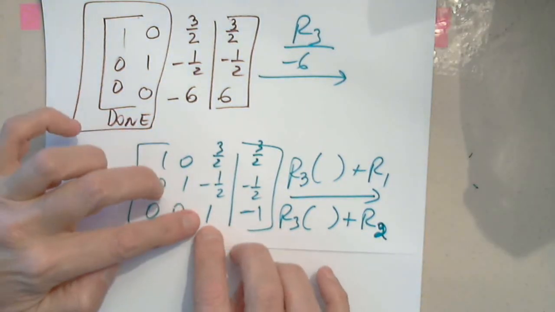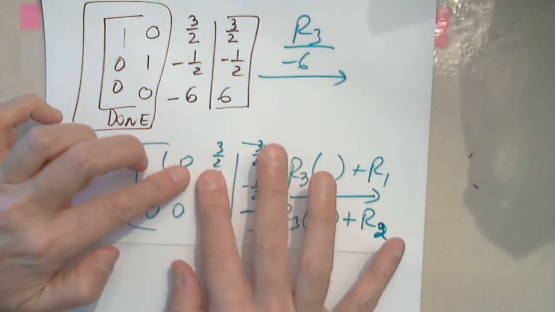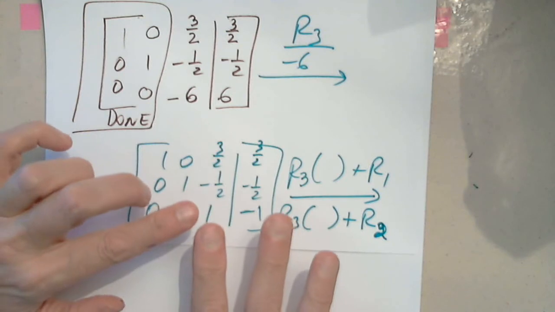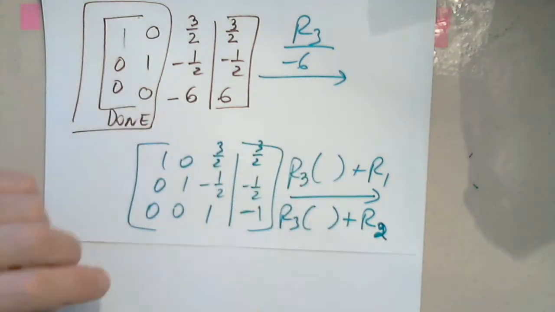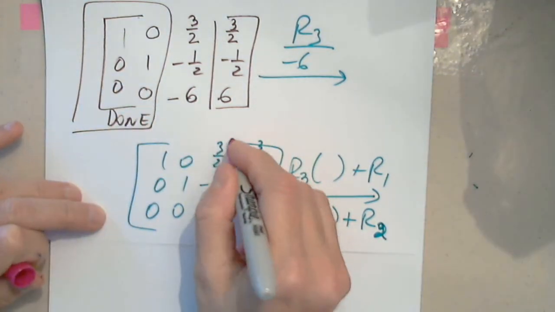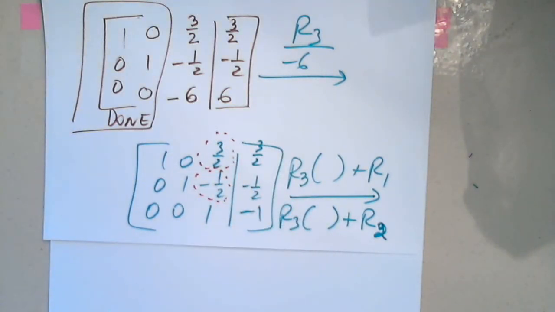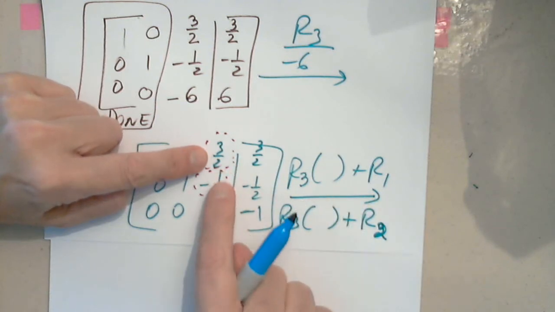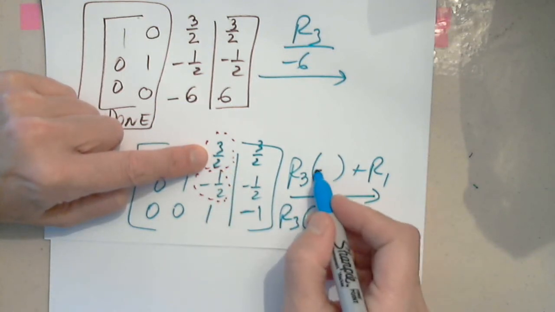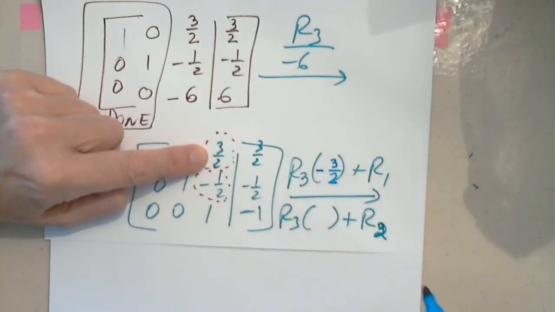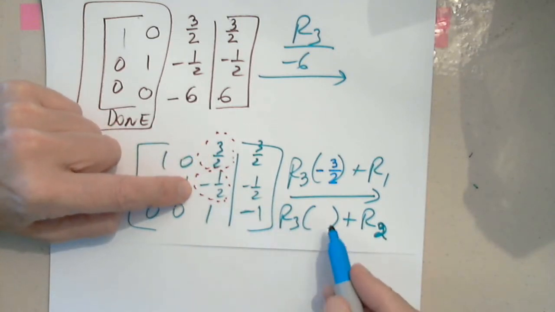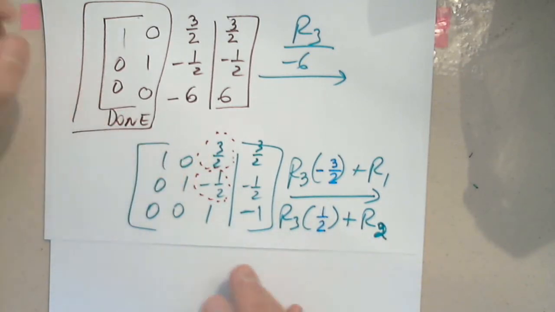So what do I multiply 1 by to add here and get 0? So this is our last step, a 0 here and a 0 here. So for 3 over 2, I have to multiply by negative 3/2. For negative 1/2, I have to multiply by 1/2.